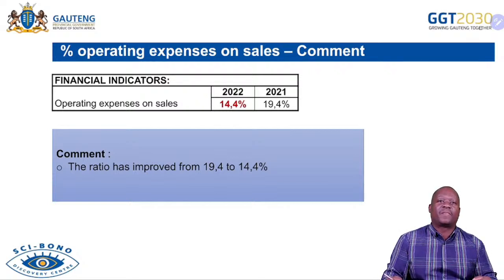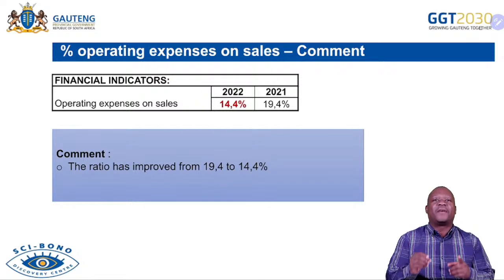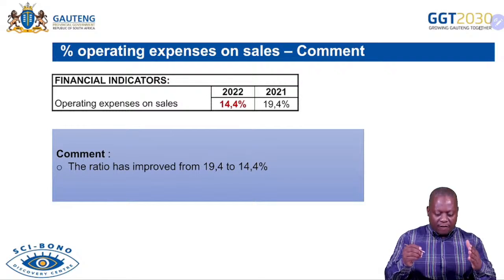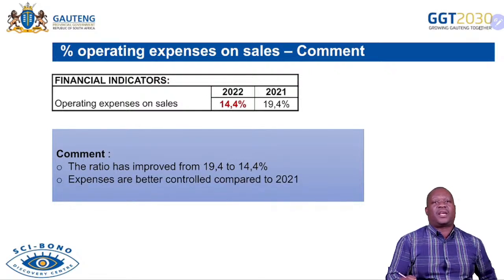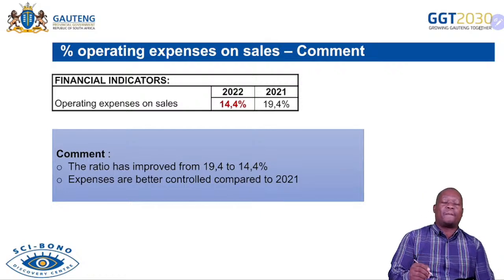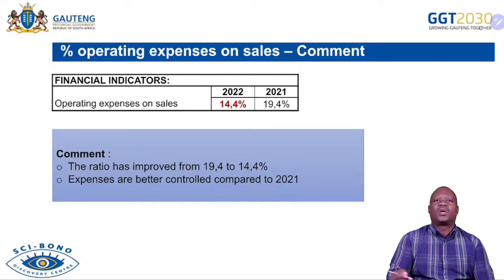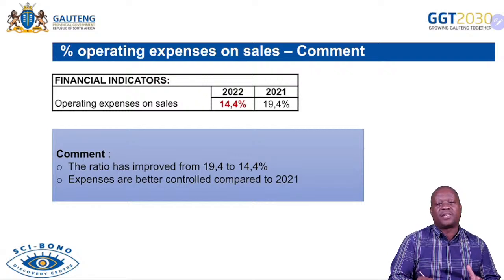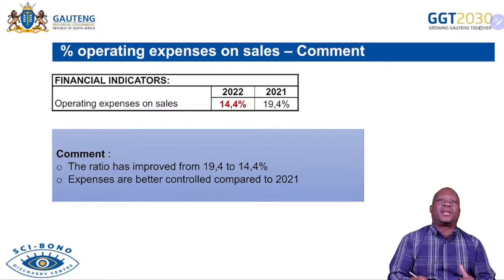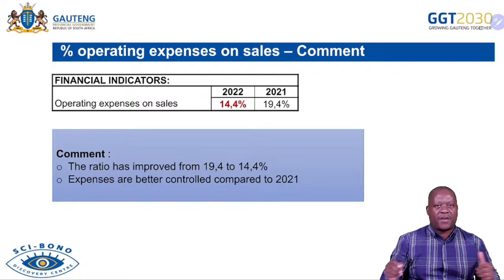Remember, this is accounting. You cannot just tell us it has improved or it has increased or decreased. You need to give us figures for us to be in a position to say this is an acceptable response. So we are looking into figures. Support your answers with figures. So we can safely say expenses are better controlled in 2022 compared to 2021. Expenses are better controlled in the current year compared to the previous year. A very good thing, a positive trend.